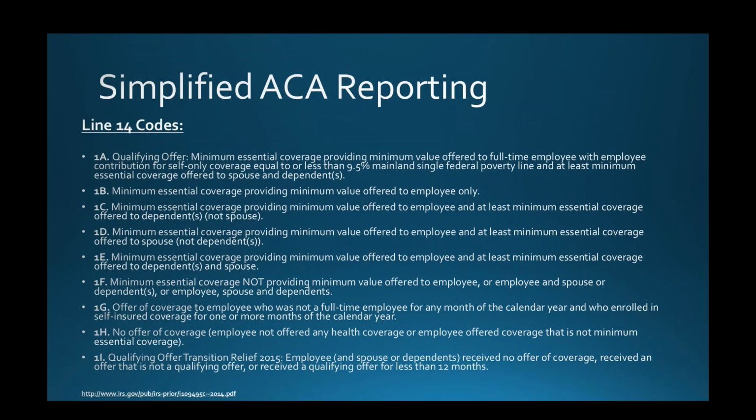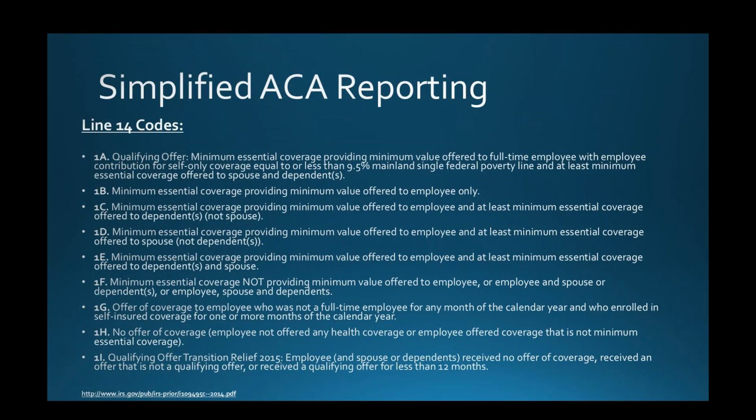The other codes, though, are probably going to be more applicable. Code 1B, you offered coverage to the employee only. Code 1C, you offered it to the employee and the dependents, but not the spouse. 1D, you offered it to the employee and spouse, but not dependents. Code 1E, you offered minimum essential coverage to the employee and dependents and spouses, that didn't meet that poverty line standard. Code 1F, minimum essential coverage not providing minimum value, so it covered less than 60% of the costs that offered. So your coverage did not meet that 60% threshold.